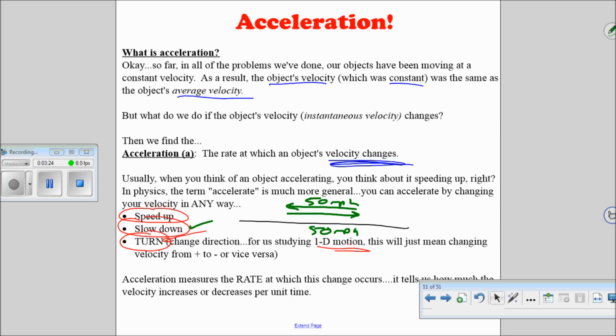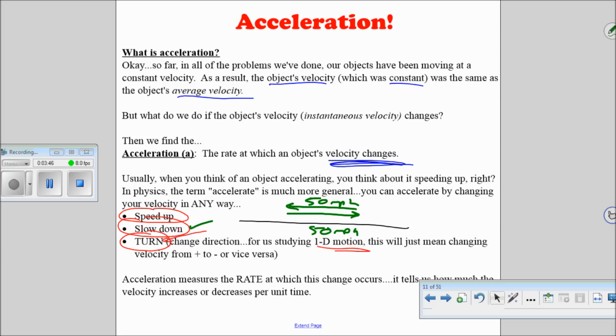For us, at this point, largely we're going to be focusing on objects speeding up and slowing down. We will not use the word decelerate for reasons that will become clear later today. So try to take the word decelerate out of your vocabulary, at least for the purposes of this class. So acceleration is the rate at which the object's velocity changes.